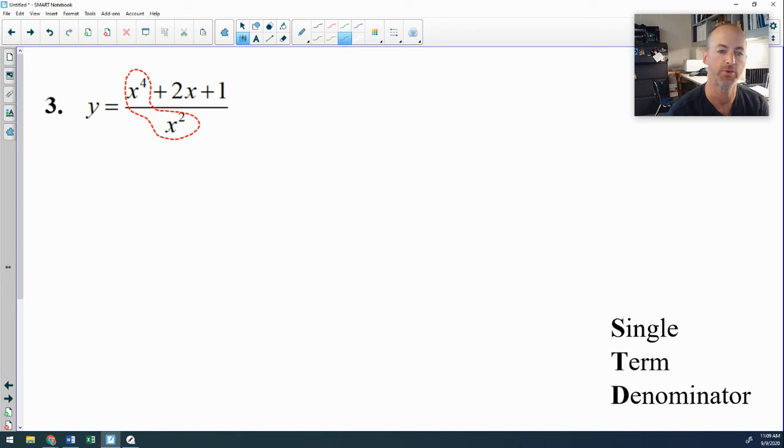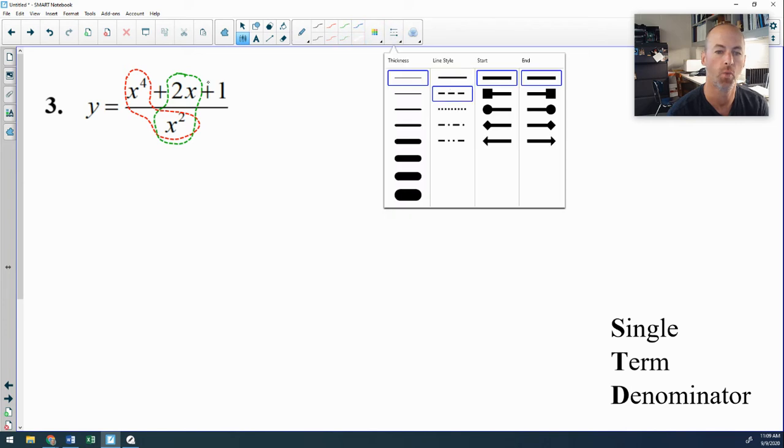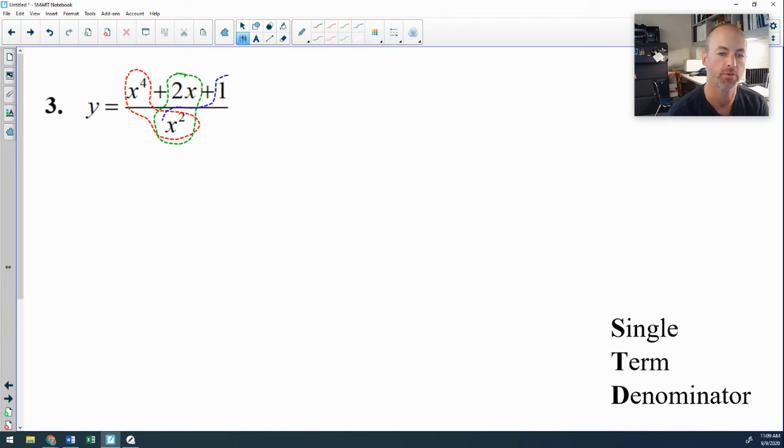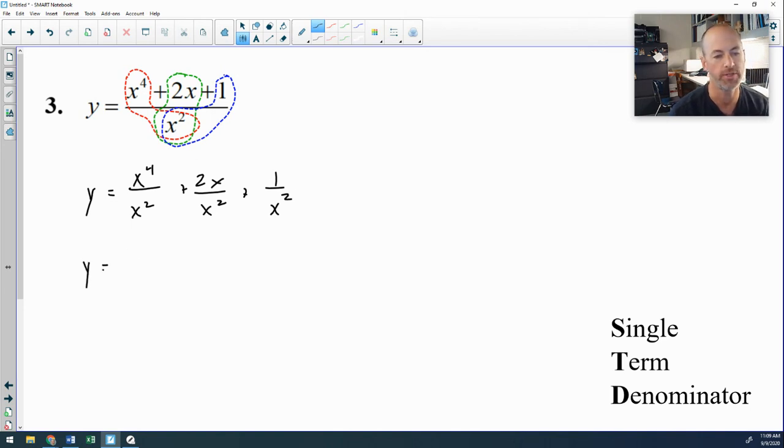I can split this into x to the fourth over x squared plus 2x over x squared plus 1 over x squared. And if I do that, I then will create several different fractions that can be simplified individually. So here I saw that I had an STD, and I treated the STD by separating my fraction, and I am now reducing this even more.